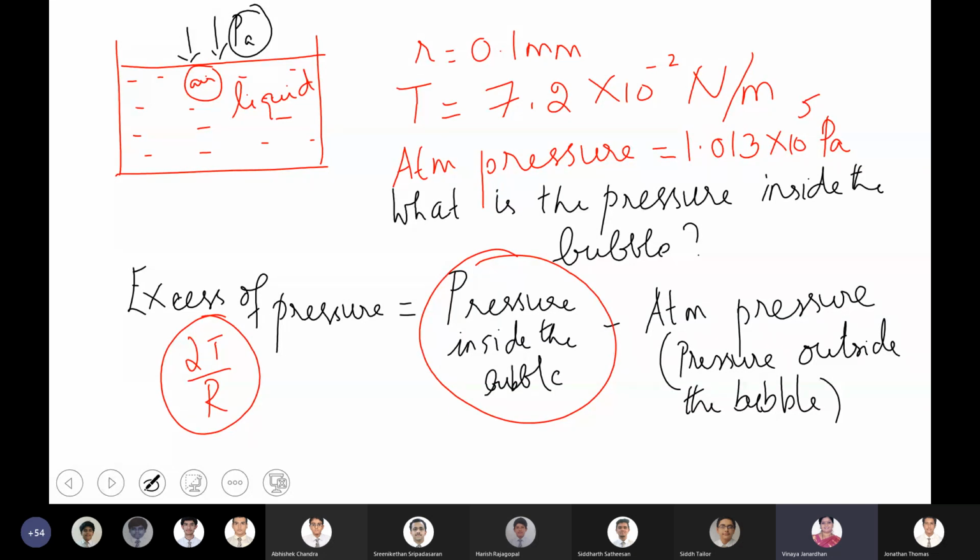Can you calculate? Lakesh, is Lakesh present? Yes, ma'am. Mahesh? Yes, ma'am. Mehul, Lakesh, Mahesh, and Mehul, I want the answer from you, boys. Just find what is the pressure inside the bubble.